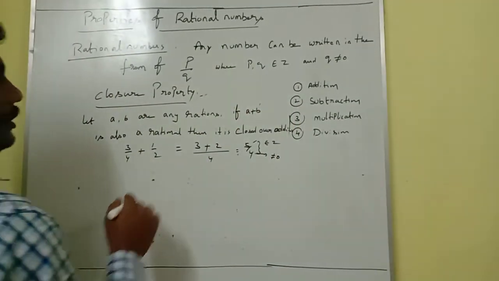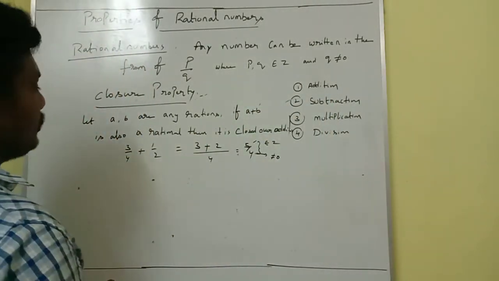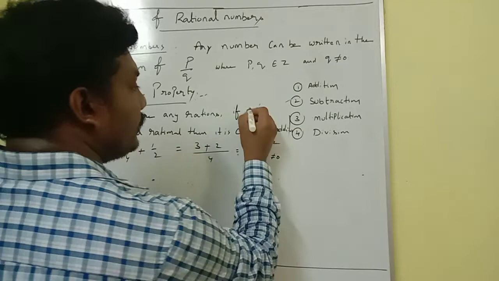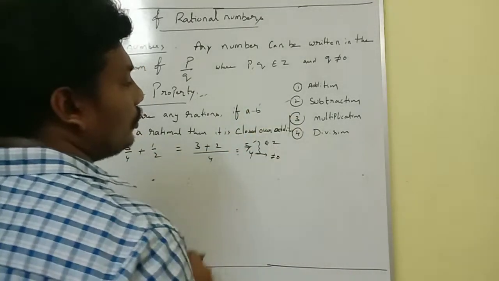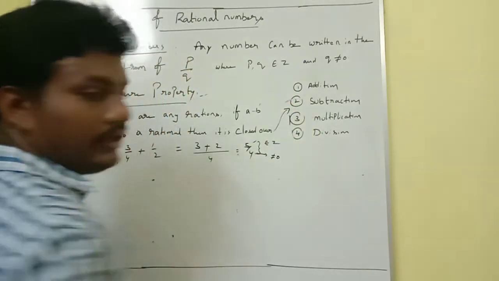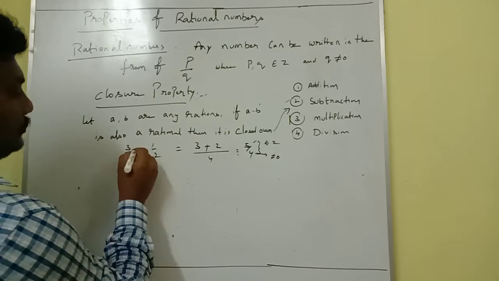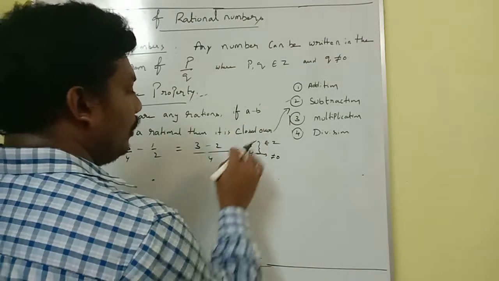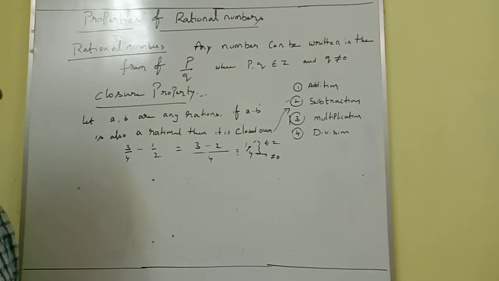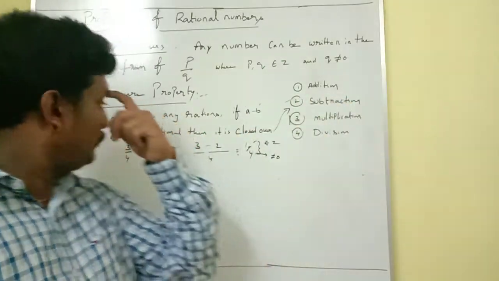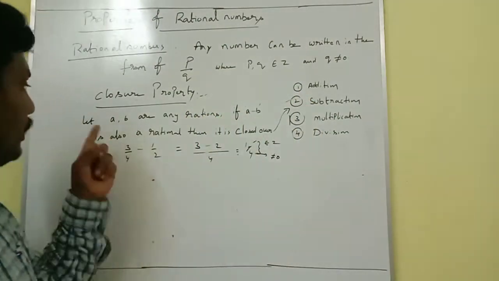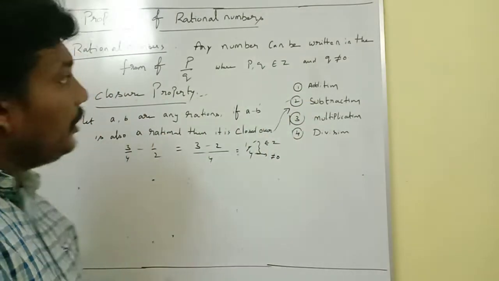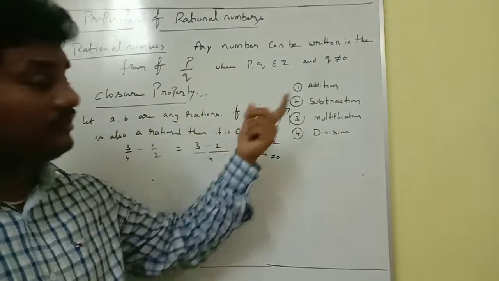Then coming to closure property over subtraction. If you subtract any two rational numbers, then the result should also be rational, so it is closed over subtraction. Here we take minus: 3 by 4 minus 1 by 2 is 3 minus 2 by 4, which becomes 1 by 4. Yes, it is also closure property over subtraction. Let a, b be any two rationals. If a minus b is also rational, then it is closed over subtraction, so rational numbers satisfy closure under subtraction also.